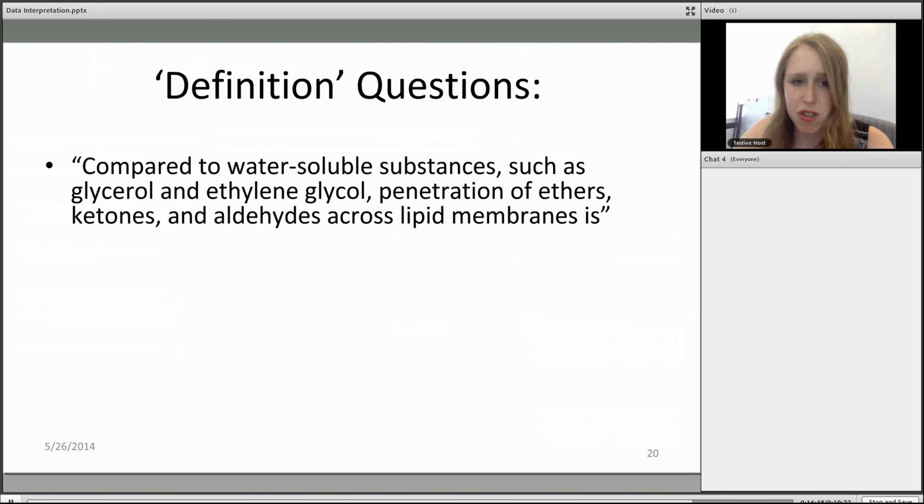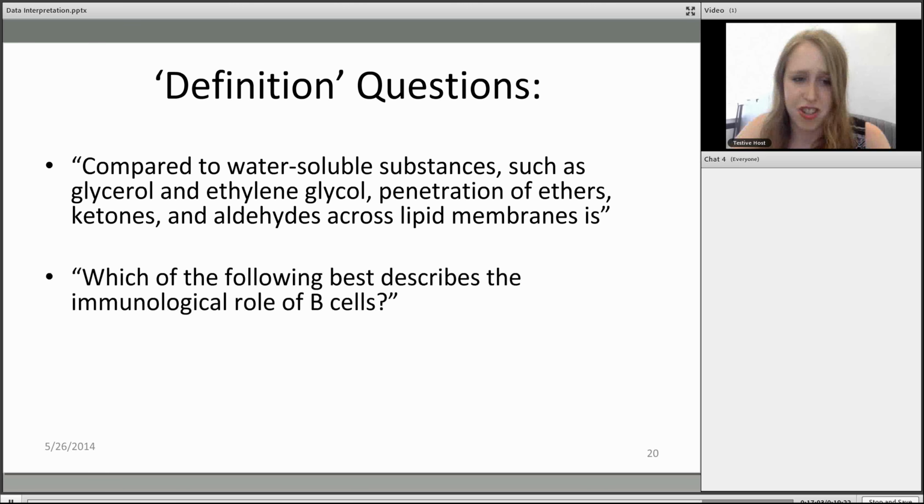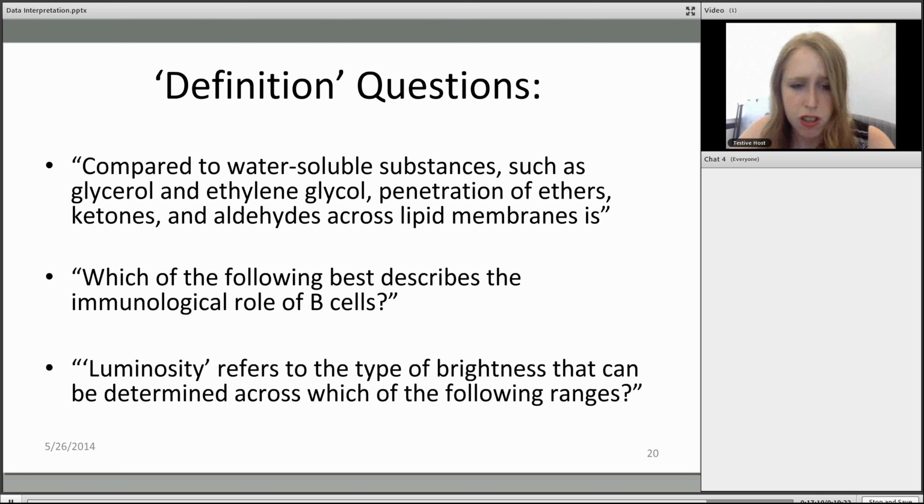And finally, we have our definition questions. And those go a little something like, compared to water-soluble substances, such as glycerol and ethylene glycol, penetration of ethers, ketones, and aldehydes across lipid membranes is. So really long question, confusingly worded, but not that bad if you find that in the passage. Or which of the following best describes the immunological role of B cells? Or finally, luminosity refers to the type of brightness that can be determined across which of the following ranges.